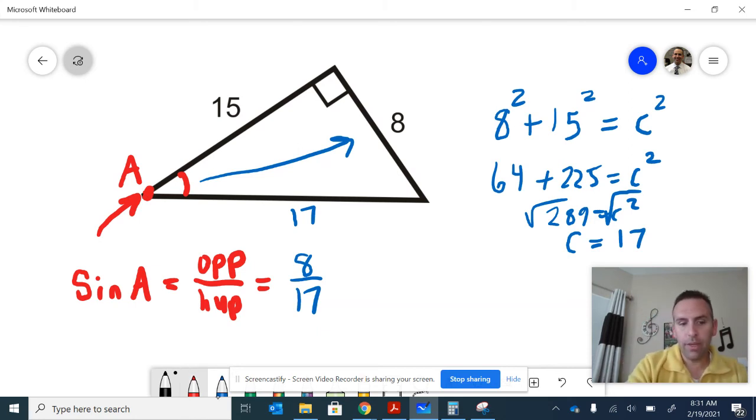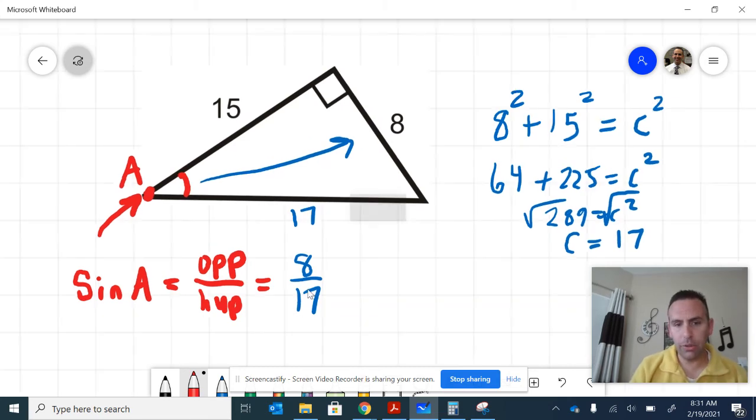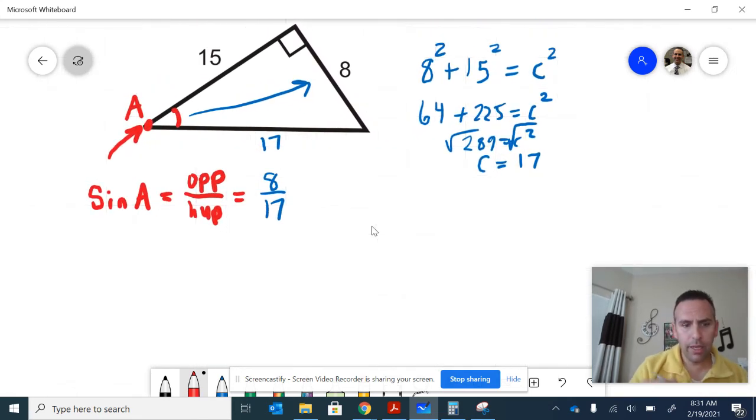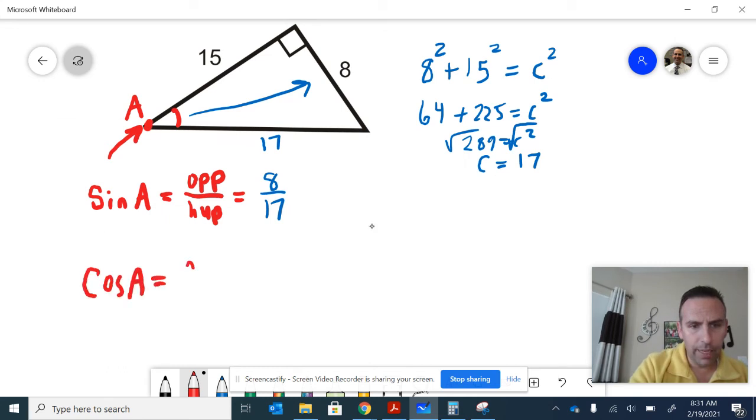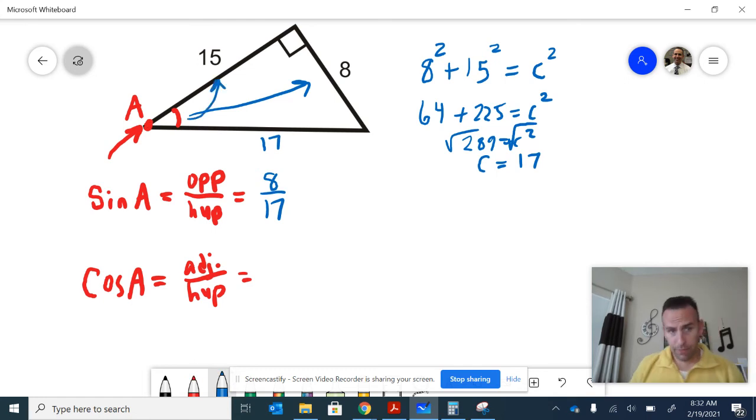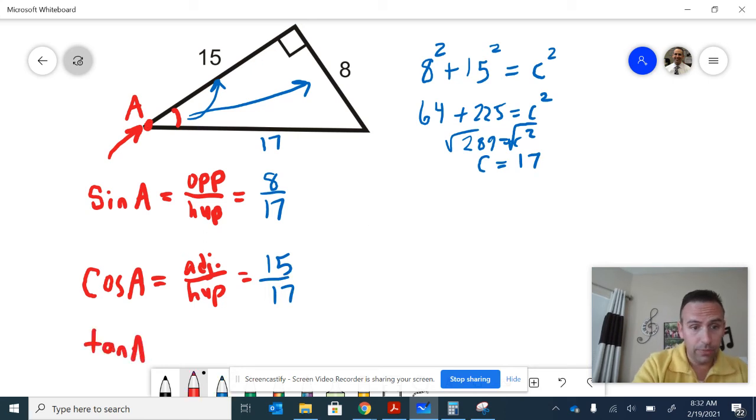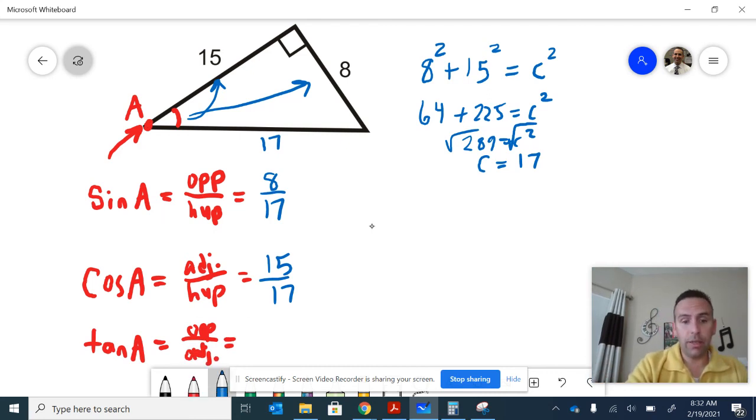Okay, if I want to look at the cosine, let me zoom out just a tad to give myself some room for that. If I want to look at the cosine of A, it would be defined as the adjacent side, the side next to it, divided by the hypotenuse. Let's see what that is. Well, if we look at our drawing here, the side next to it here is 15, and so 15 divided by the hypotenuse of 17. The last definition was the tangent of an angle, which is equivalent to the opposite side divided by the adjacent side. So in this case, you don't use the hypotenuse, the opposite being 8, the adjacent being 15.